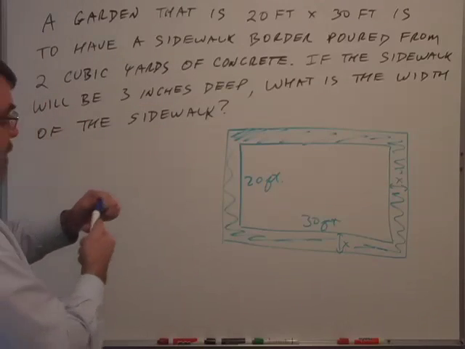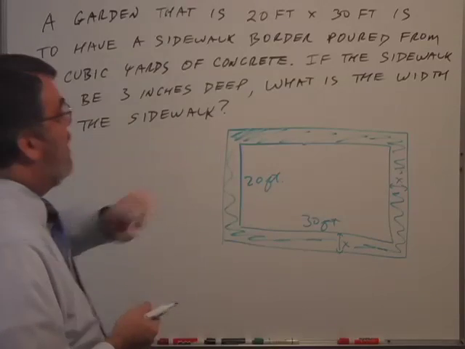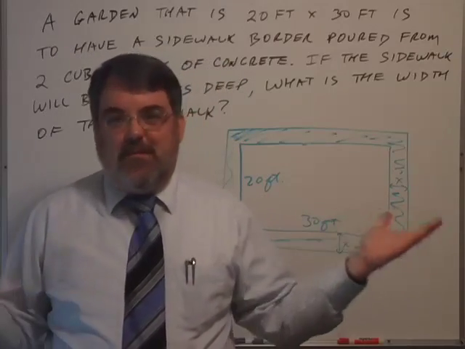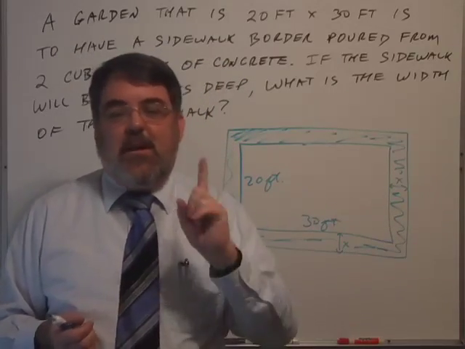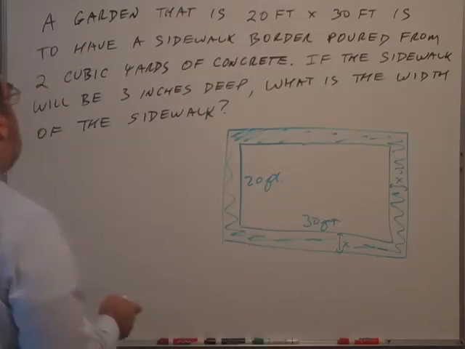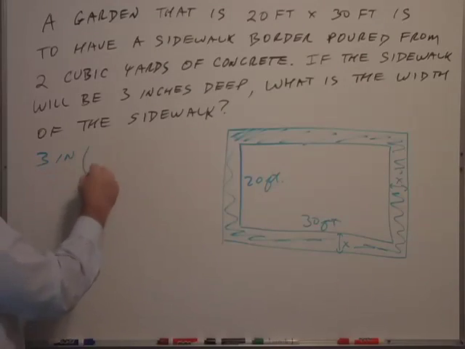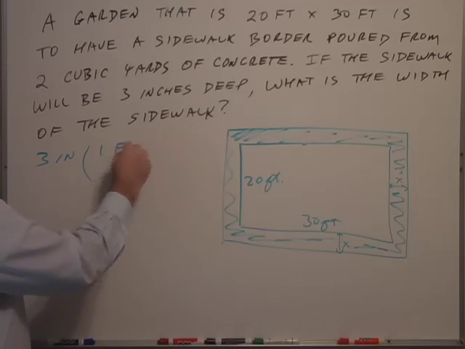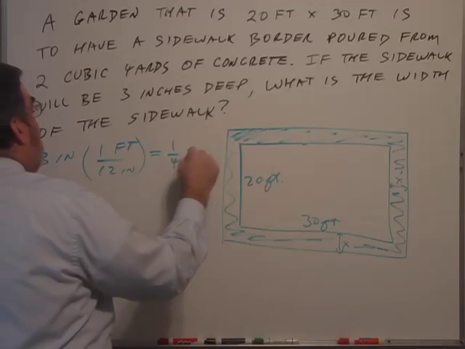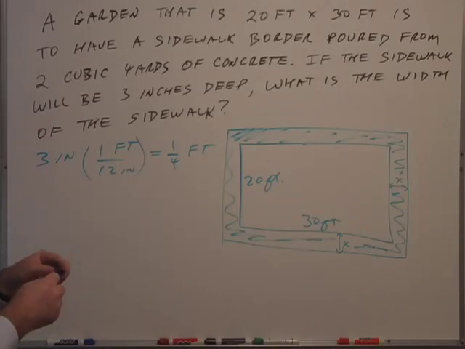We have 2 cubic yards, and it will be 3 inches deep, and everything else is measured in feet. So we have feet, yards, and inches. What are we going to use? Well, how about we compromise on feet? It's in between. So it is 3 inches deep. If I multiply by 1 foot over 12 inches, I get 1/4 of a foot deep. So we know how deep it is.